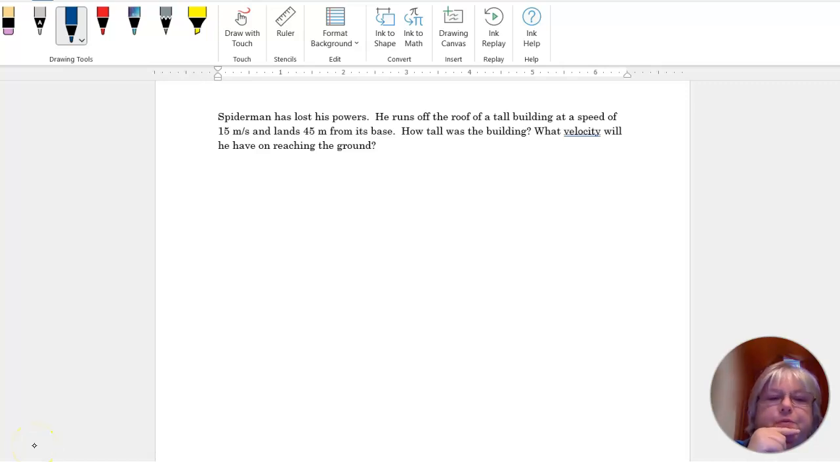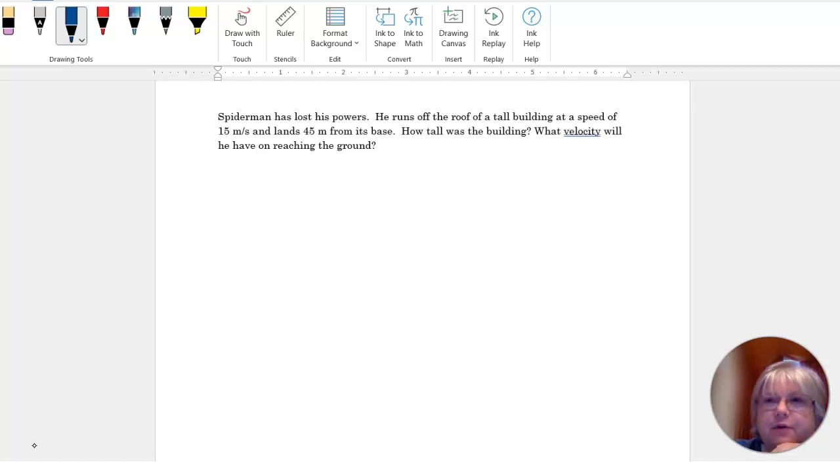Okay, so here's review problem number 3. Spider-Man has lost his powers. He runs off the roof of a tall building at a speed of 15 meters per second and lands 45 meters from its base. How tall was the building? And then what velocity will he have on reaching the ground?